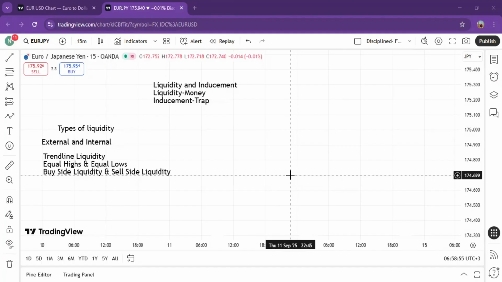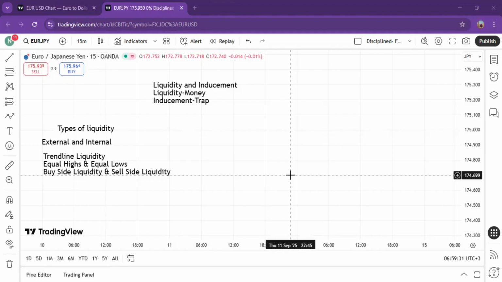In this video, we are going to cover liquidity and inducement. What is liquidity? Liquidity basically means money. So for the market to move, investors have to put in money. And when we talk of inducement, we mean a trap. This is where the smart money usually manipulates retail traders to put in their money at a zone where they should not have entered the market. Then afterwards, they get to liquidate them and take their money.